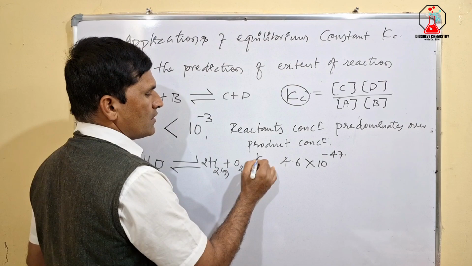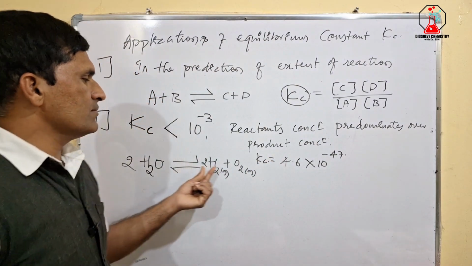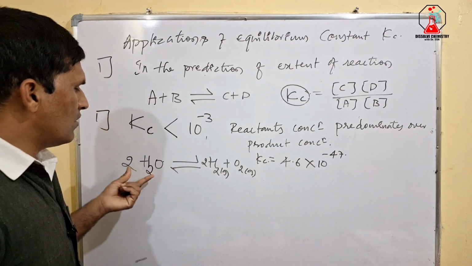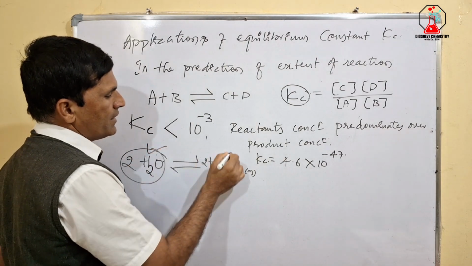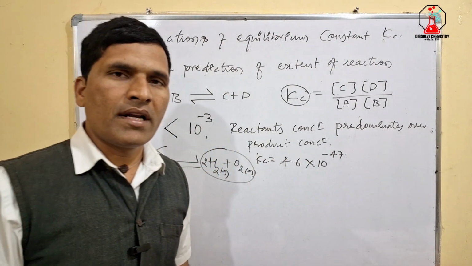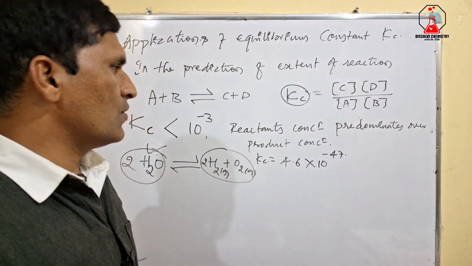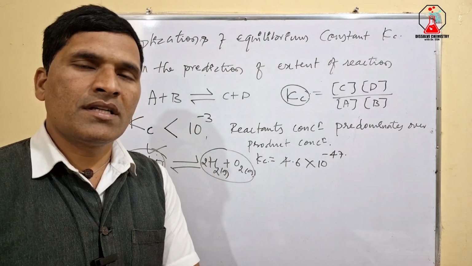So this is the Kc value, which indicates that at equilibrium the concentration of reactant is too high, or it is going to predominate over the concentration of the products, that is H2 and O2. So that is how we can indicate from this equilibrium constant value.